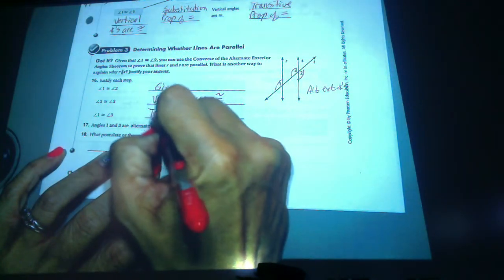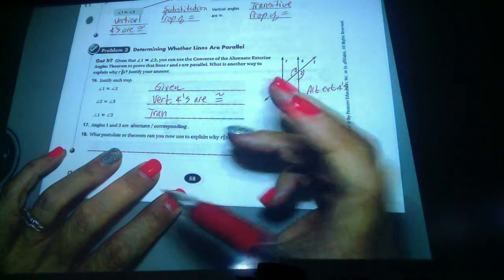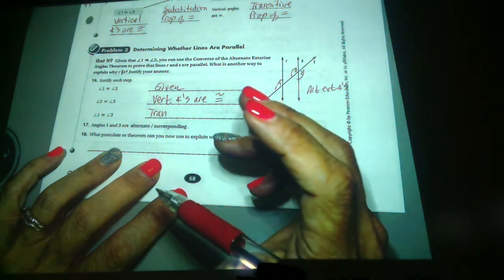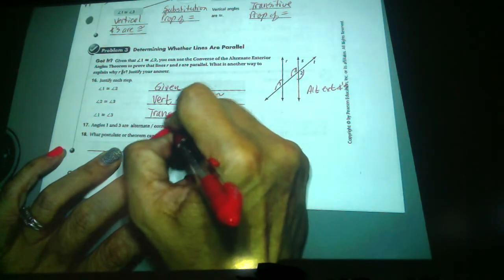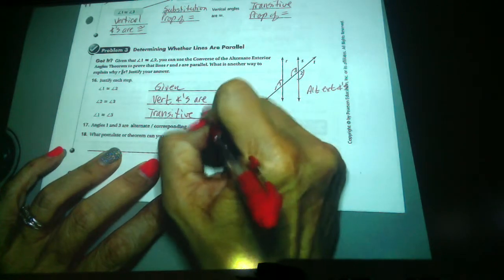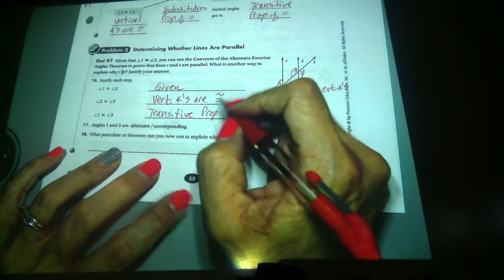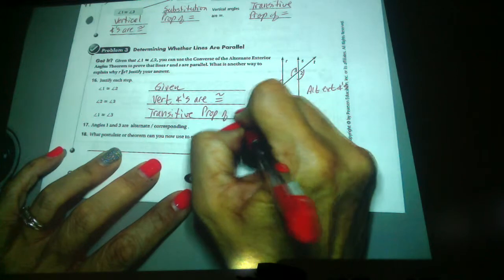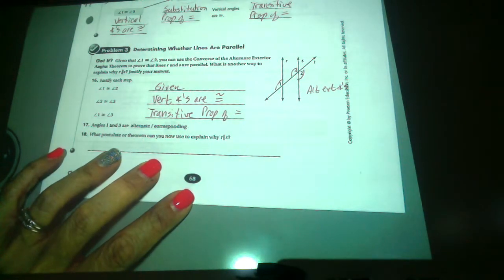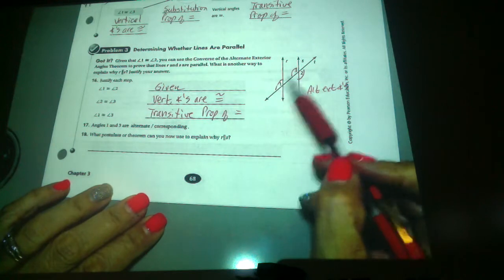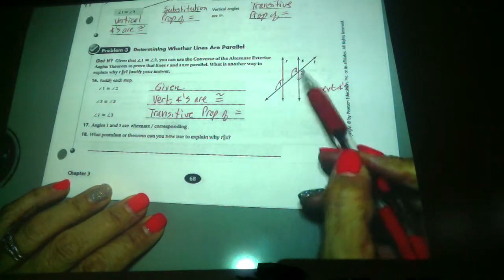Transitive. Technically you could put law of syllogism if you wanted to, but I would always put transitive property of equality. And so we already determined angle 1 and angle 3. Well, we didn't determine that. What's angle 1 and angle 3 to each other? They are corresponding.